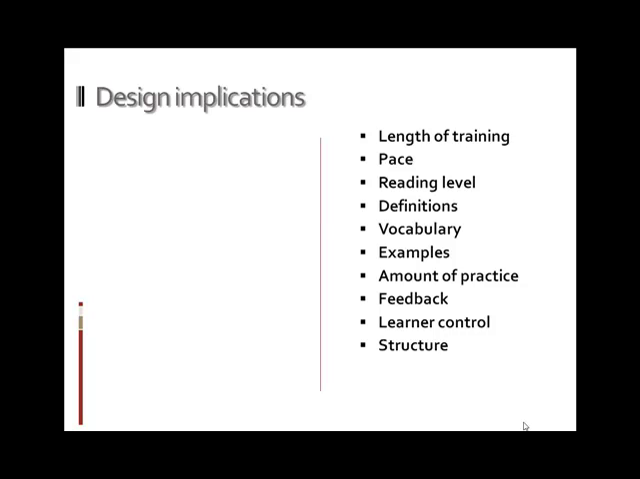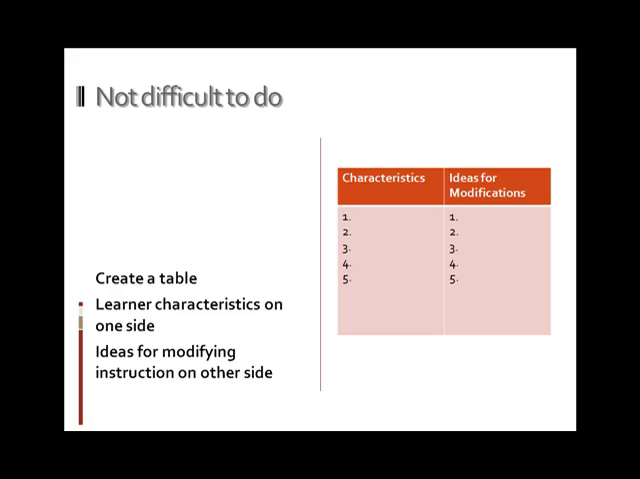Your characteristics would also influence the kinds of examples that you provide, the amount of practice that you give learners as you're training them, the type of feedback that you give them as a result of their practice, how much control you give the learners over their pace and what they're learning, their content, and also the structure of the learning itself, whether you're doing a face-to-face training, whether it's going to be online, whether it's blended, whether it's field-based training, whether you're training in the actual office or learning environment. All of these implications for design can be changed and should be changed according to the characteristics of your learners.